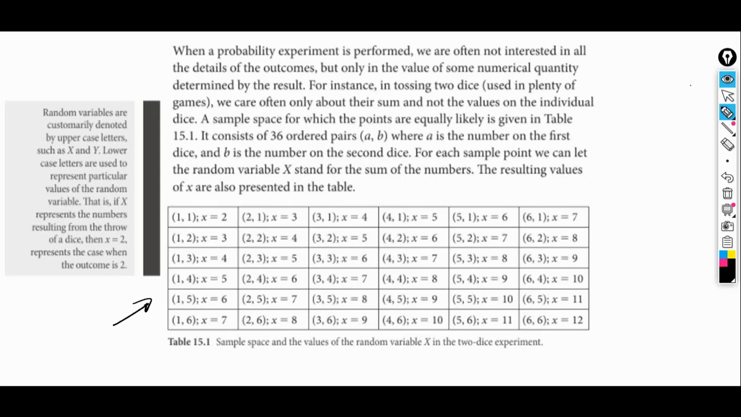It consists of 36 ordered pairs (a, b), where a is a number on the first die and b is a number on the second die. For each sample point, we can let the random variable uppercase X stand for the sum of the numbers. The resulting values of lowercase x are also presented in the table. Notice that the random variable X would be the entire sample space with all the possible results of adding the two dice, and then lowercase x represents each resulting value.